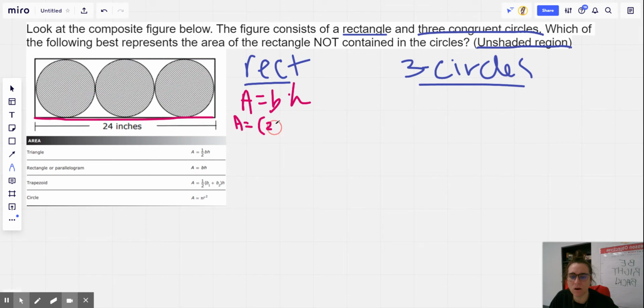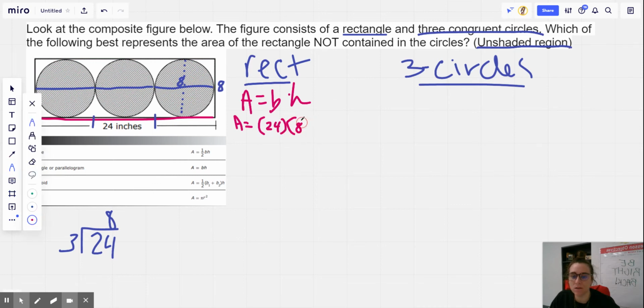Now, how can I figure out our height since we don't have a height? Well, we know that all 3 circles are the same distance. So 1, 2, 3. And we know all the way across is 24. So if I broke 24 up into 3 groups, I would end up with 8. So we know the height is going to be 8 because the distance from one side of a circle to the other, the diameter, is the same no matter which direction it is going.